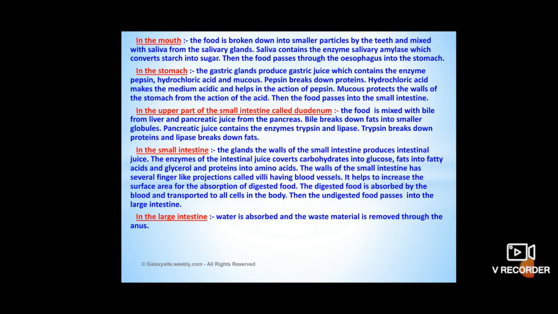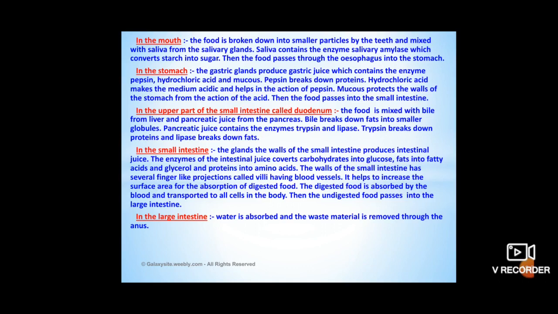The villi are linked to the blood vessels, children, and with the help of the blood vessels the digested food directly reaches the circulatory system, which means the human heart, and the heart pumps all the digested food to each and every part of our body. After the absorption of the food, the undigested food is passed on to the large intestine.